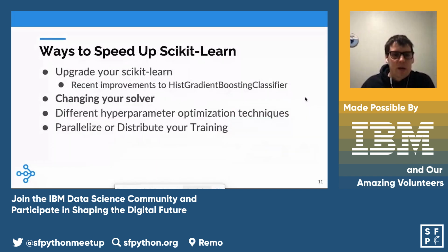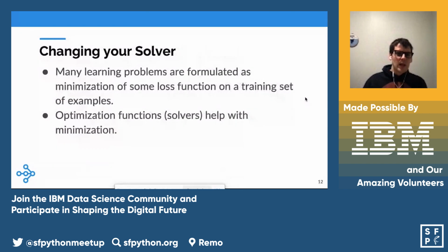So the next thing I want to talk about, and this is a bit of a longer section. Many machine learning problems are usually about minimization of some loss function on some training set. If you're not familiar with machine learning, you have a training set, you have a testing set. And to do this, you want to minimize some function. That often can take some time because you're training over a data set. So optimization functions help with the minimization process.